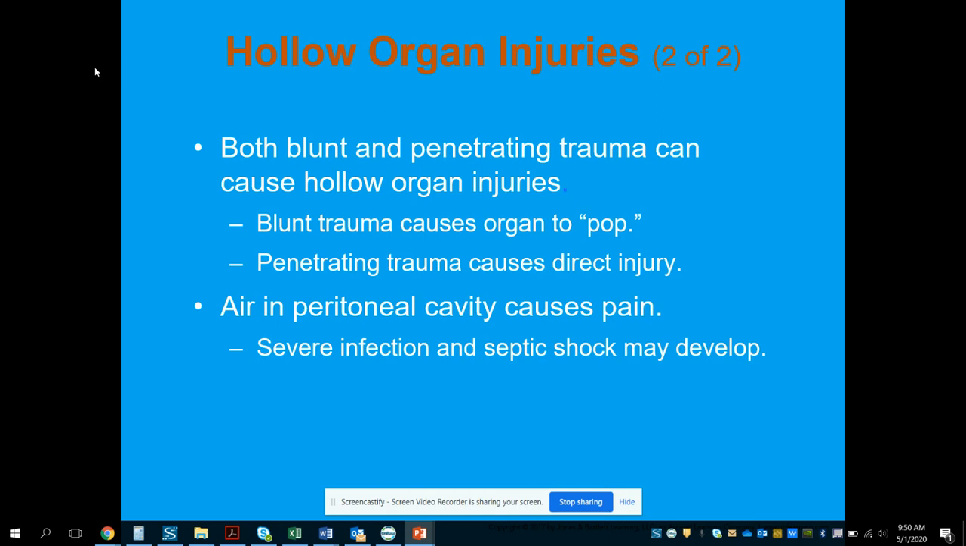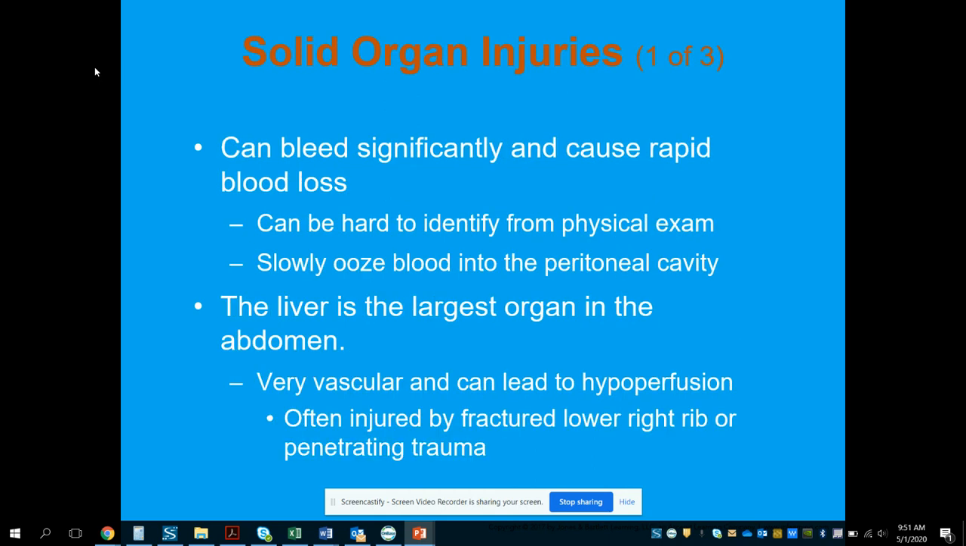Both blunt and penetrating trauma can cause hollow organ injuries. Blunt trauma generally causes them to pop or burst, whereas penetrating trauma causes direct injury like a laceration to the area, which is a little bit more clean cut. So the injury is a little bit different. Air inside of that peritoneal cavity can cause pain, and severe infection and septic shock may develop, so that is something we want to stay alert for as well. Air can enter into any hole that you have in the body, but most susceptible when that hole is in the neck, the chest, and the abdomen.